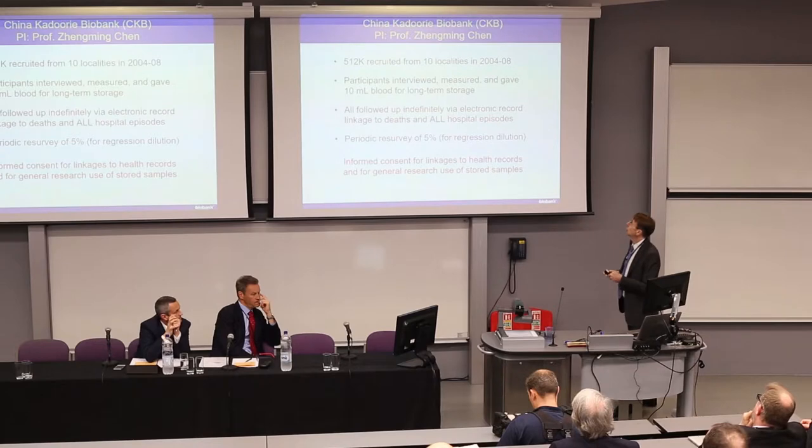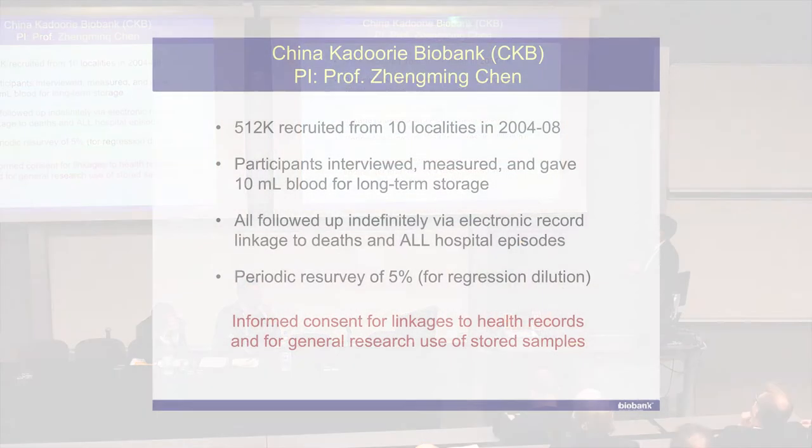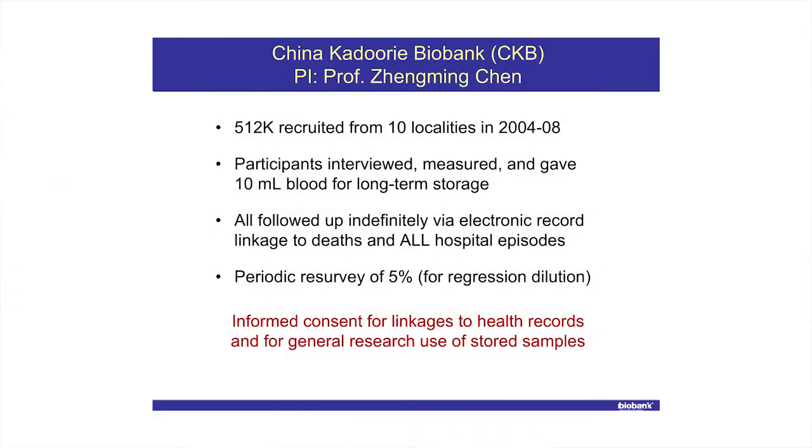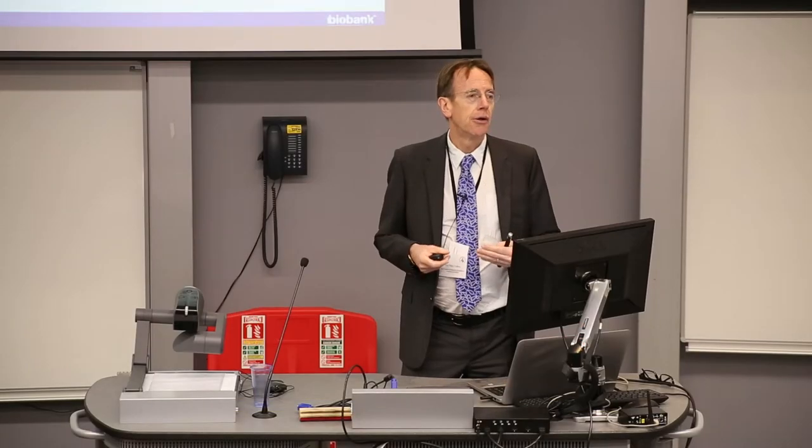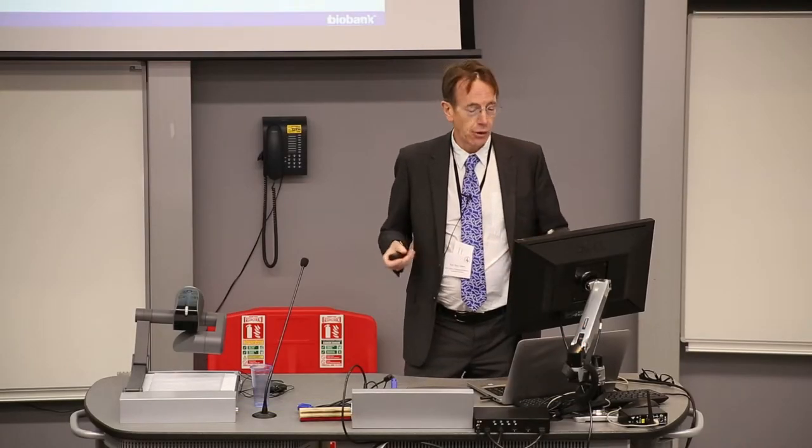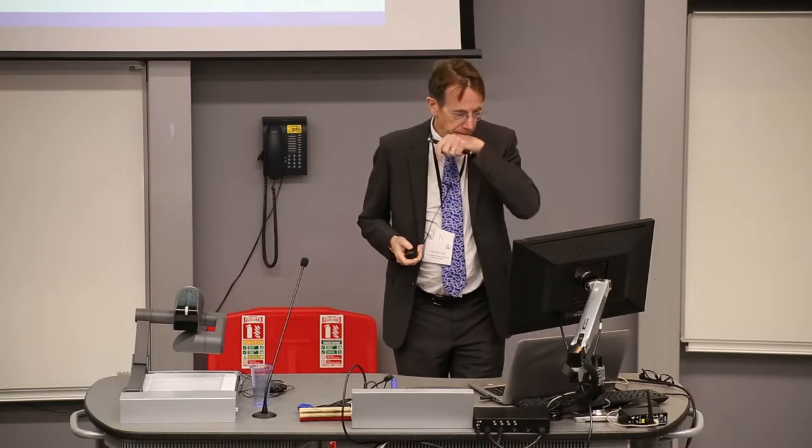So my colleague Zhengming Chen worked with the Chinese Academy of Medical Science to recruit 500,000 people in 2004-2008, ask questions, make measurements, take samples, and then link them in to the health insurance scheme that has been established in China to find out what happened to them in the long term.